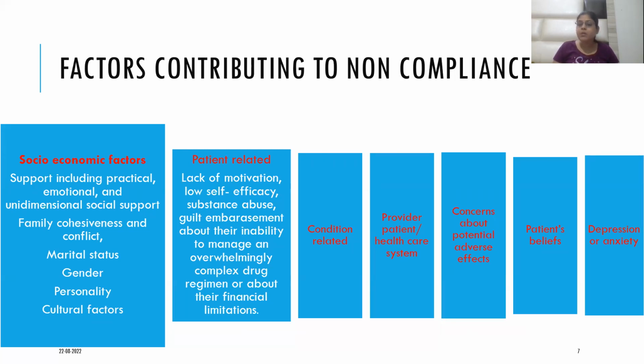Marital status: married people are more compliant as compared to single ones. Gender: females who are suffering from depression are more compliant than males. Personality: if they are not suffering from any anxiety, depression, or any personality disorder, that will lead to more compliance. And if they are suffering from such diseases, they will be less compliant.